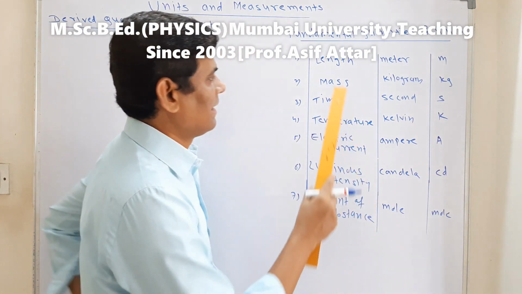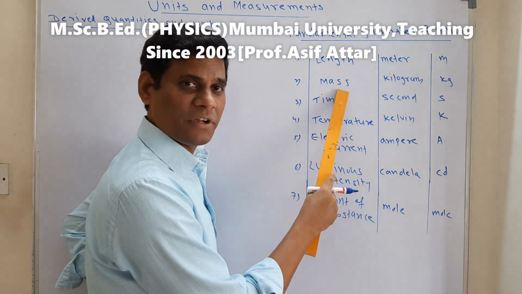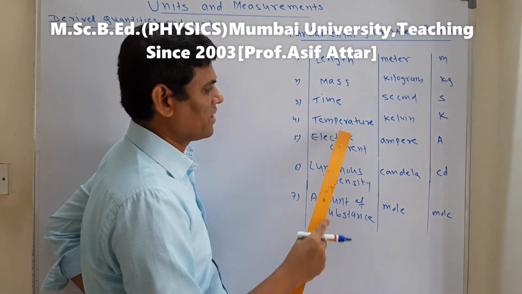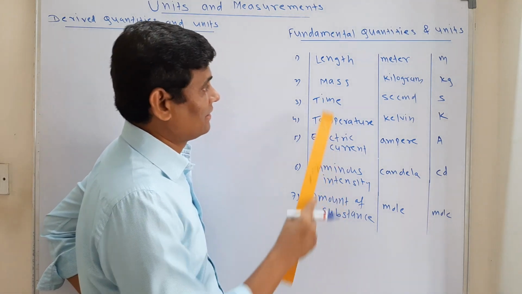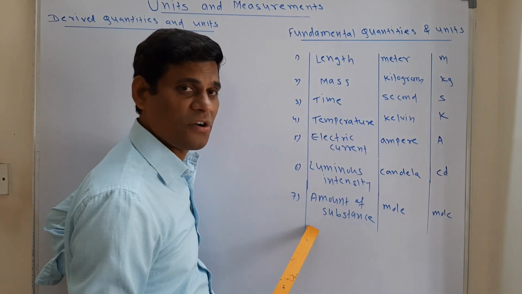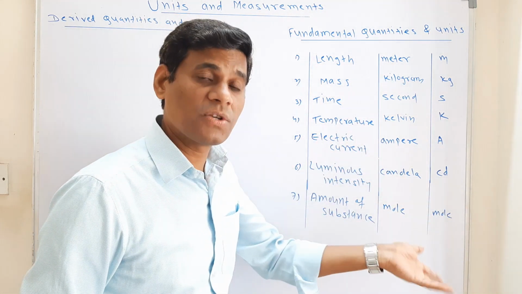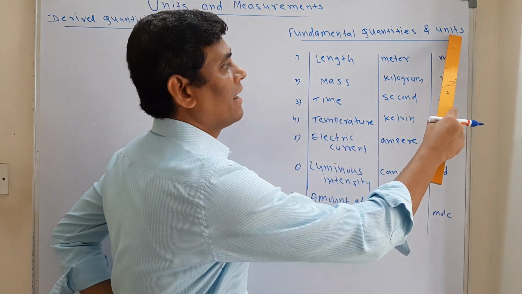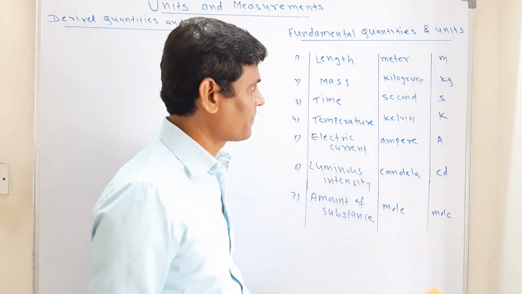For example, length you can measure directly, mass you can measure directly, time, temperature, electric current, luminous intensity and amount of substance. These are the 7 fundamental quantities. And units to measure such physical quantities we call fundamental units.